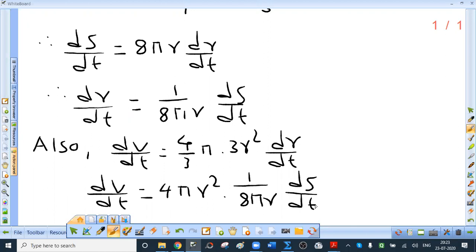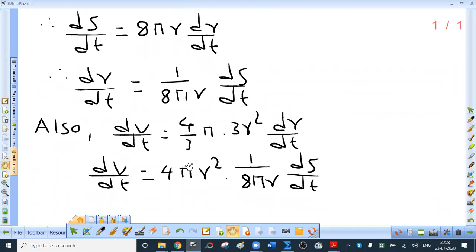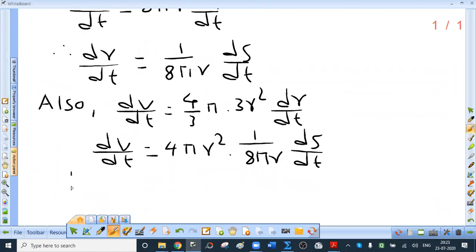But in both the cases, the common factor is dr dt. You could have taken the ratio also. Same thing. So dv dt comes out to be, simplify this, r upon 2 ds dt. I hope you have understood this.